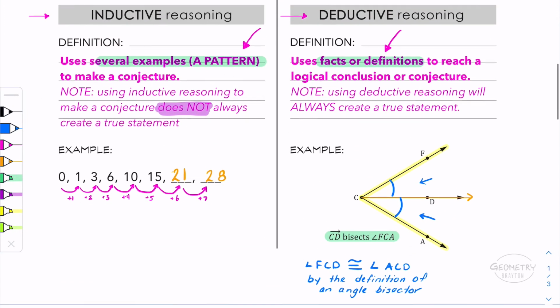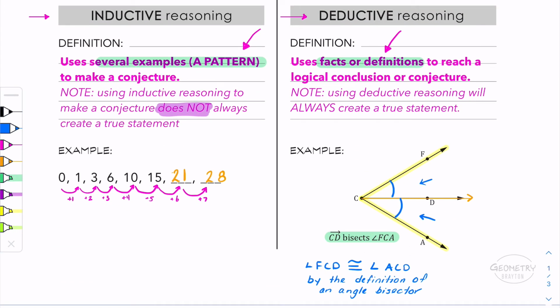So to just sum up what we talked about in each of these sections, inductive reasoning states or alludes to the fact that your conclusion is probable, but it might not be true.